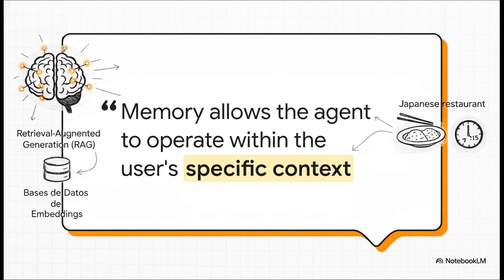By utilizing Retrieval Augmented Generation, or RAG, the agent pulls from its embeddings database before it even begins its reasoning trace. It totally prevents repetitive querying. For example, if you ask it to book a dinner, it already remembers your favorite Japanese restaurant and that you prefer dining at exactly 7:15 p.m., simply because it retained that data from an interaction you had 3 weeks ago. It operates with a highly personalized, persistent contextual awareness.